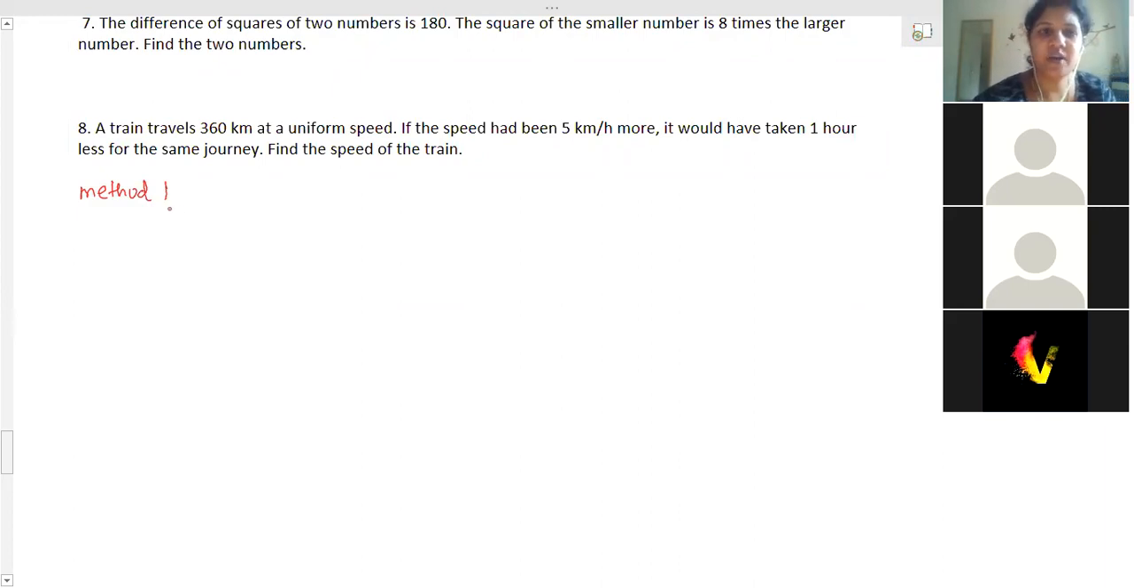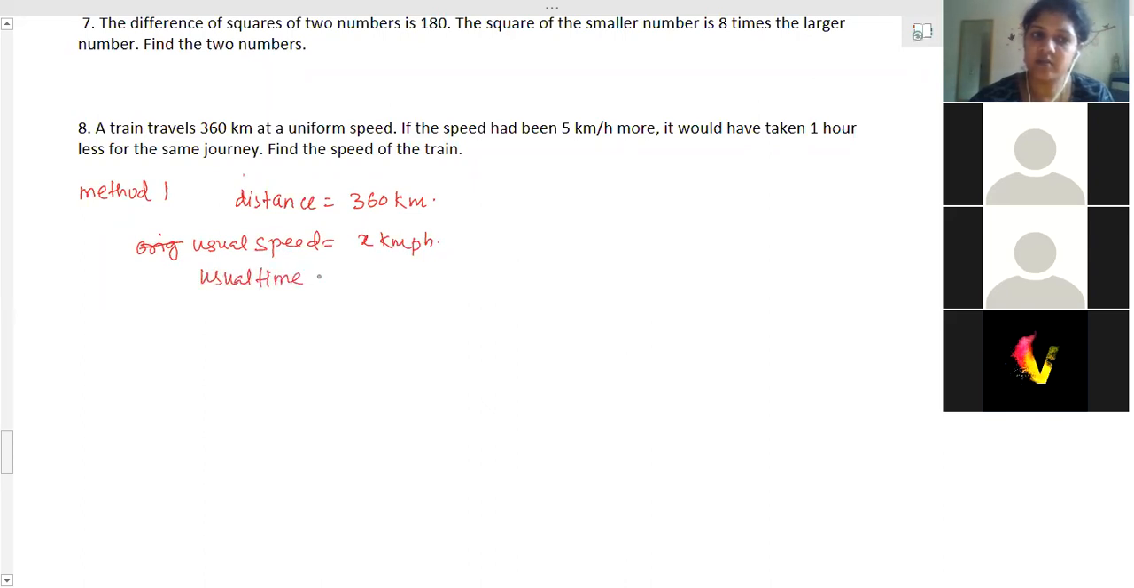So first, the distance remains the same. Distance has not been changed. Distance is 360 kilometer. It won't change. So we will use two variables instead of one. We will consider the original or usual speed as x kilometer per hour, and the usual time is equal to y hours.